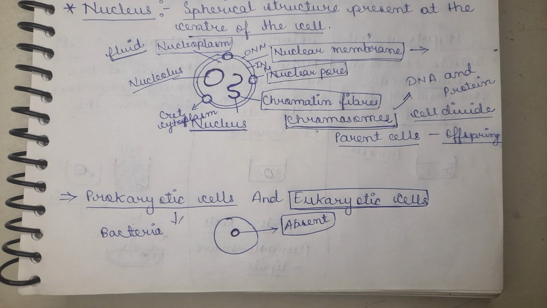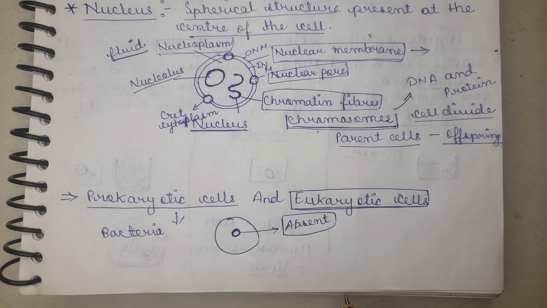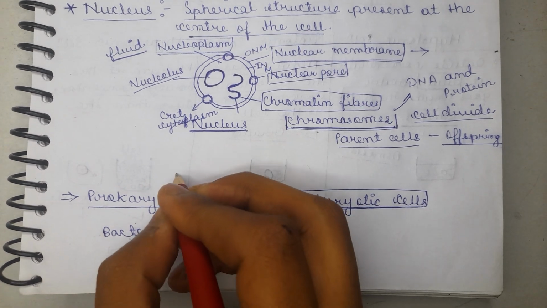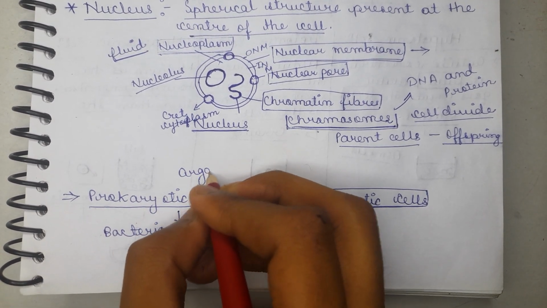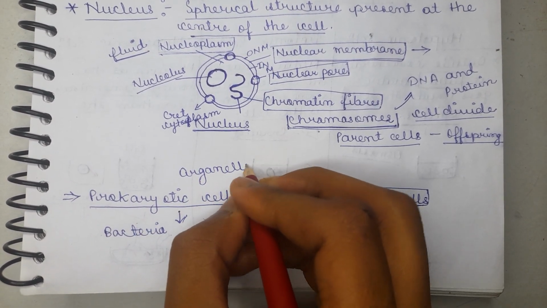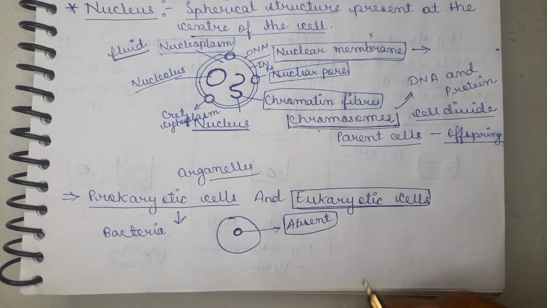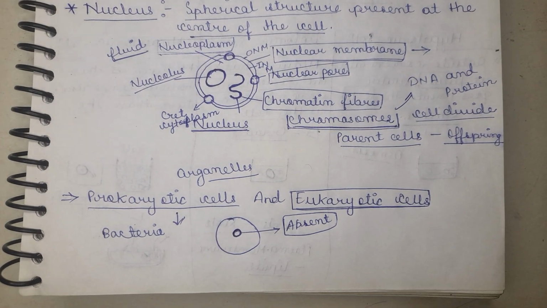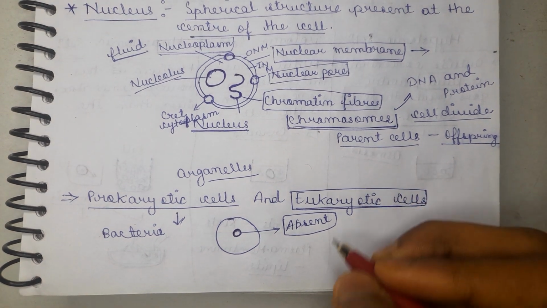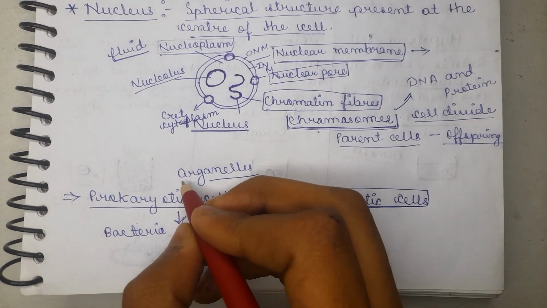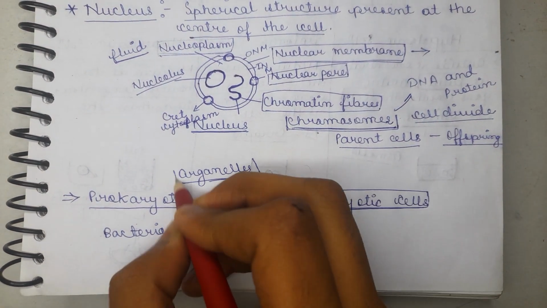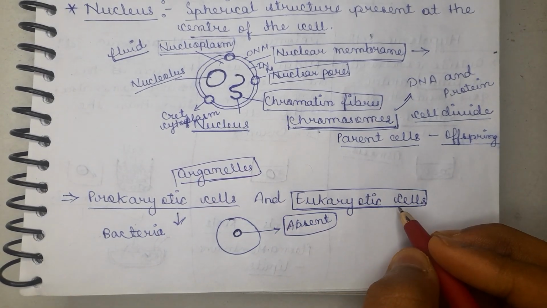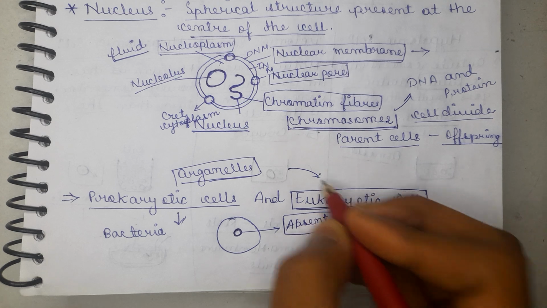In prokaryotic cells the organelles are absent, such as the chromatin fiber, mitochondria, and ribosomes. These organelles are absent in prokaryotic cells because the cell is not fully developed, while in eukaryotic cells all these organelles are present.